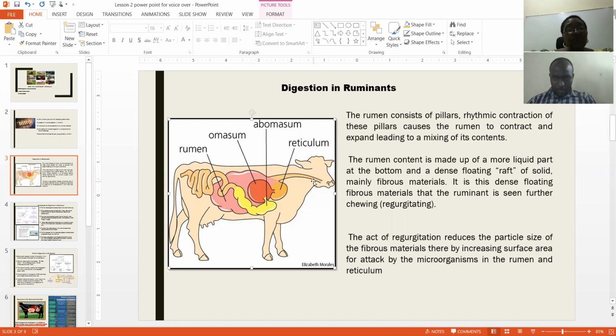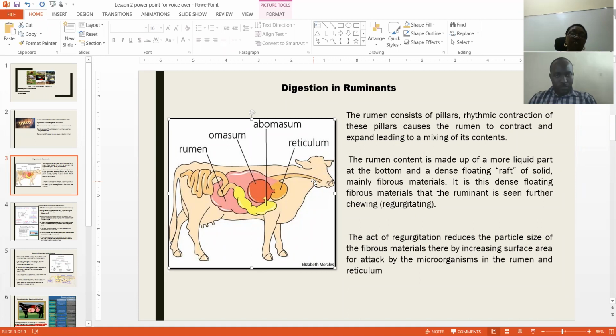And so this squeezing and unsqueezing actually brings about having two layers in the stomach system, or let me use the word, in the rumen. So there is a top layer of solid and there is a bottom layer of liquid. That top layer of solid forage material that has been consumed is actually what the animal regurgitates back to the mouth when it is resting.